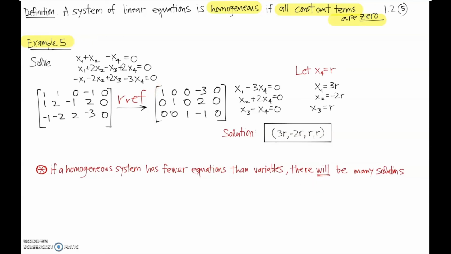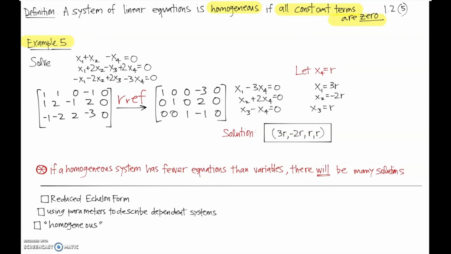So let's reflect on some of the things that we learned in this section. We learned what reduced echelon form even is, and we talked about using our calculators to find that. On the calculator, it's called reduced row echelon form. We spent a lot of time learning to use parameters to describe dependent systems. And remember, dependent systems are the ones with many solutions. And we introduced the term homogeneous and what it means for a system of equations to be homogeneous. All right, a lot of good material in this section.